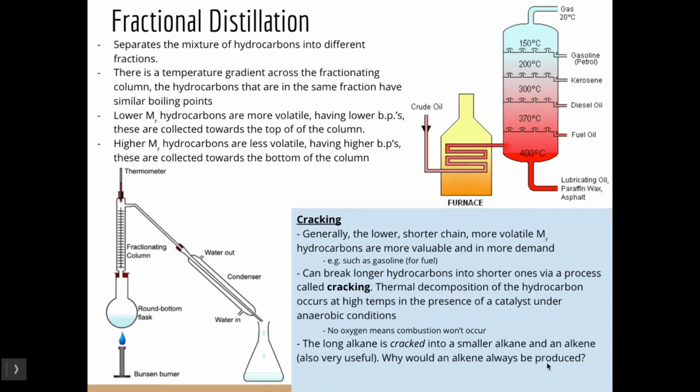Why would the alkene always be produced? Well, it's got to do with the fact that there's a conservation of mass. You can't create or destroy matter.